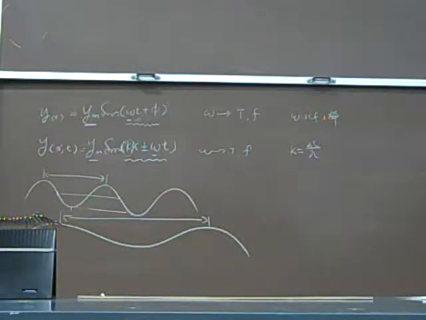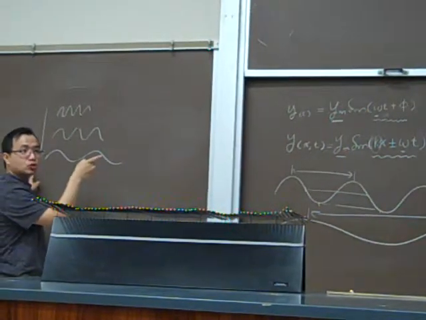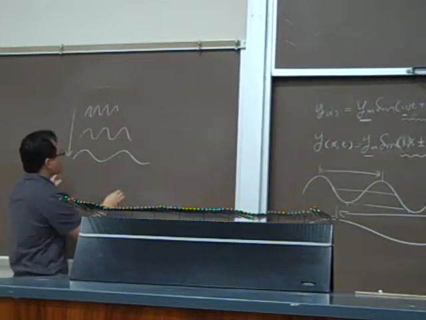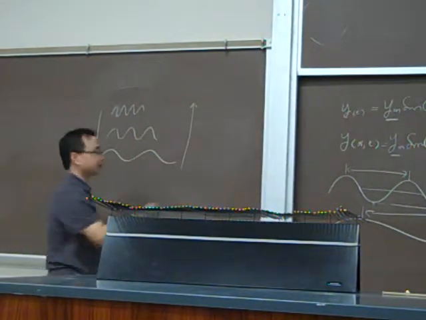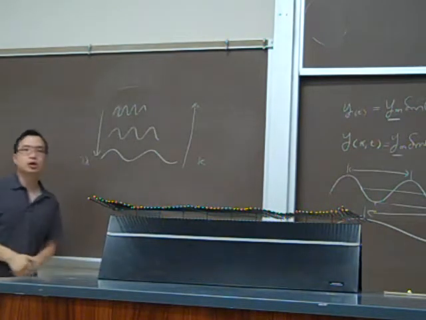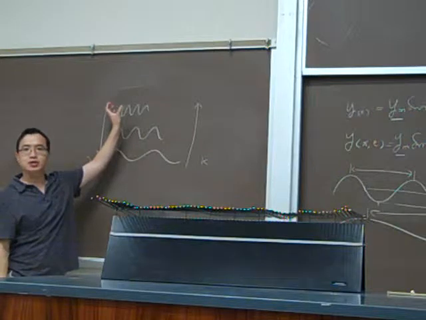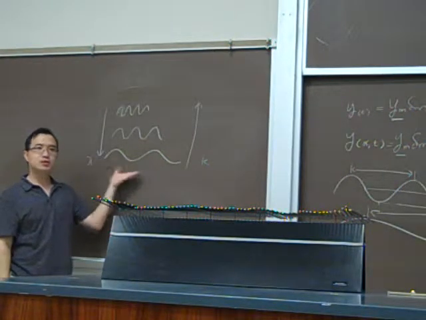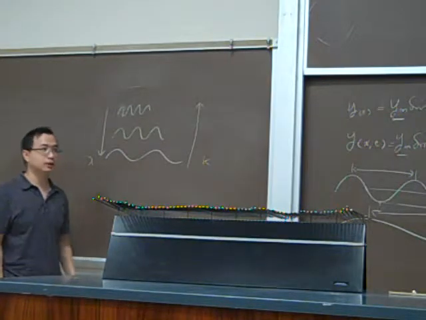And since k is proportional to the reciprocal of lambda, that means k increases in this direction, right? So large k actually means crowded wave like that. Small k means this kind of wave. That's the physical meaning of the k.